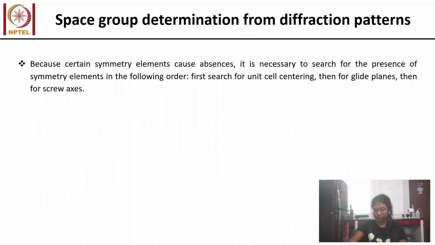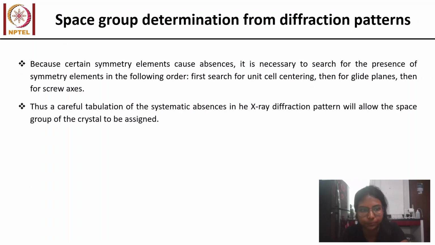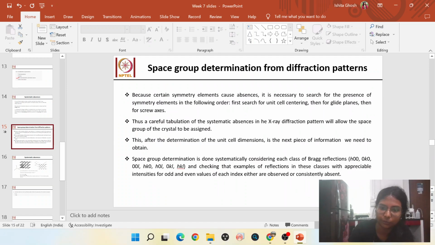Then these systematic absences are actually very useful. Why is that? Because we determine the space group from the systematic absences, since certain symmetry elements cause them. How do we do that? We first search for the presence of symmetry elements in the following order: first for the centering, then for glide planes, then for screw axis. Thus, the careful tabulation of systematic absences in the X-ray diffraction pattern will allow the space group of the crystal to be assigned.